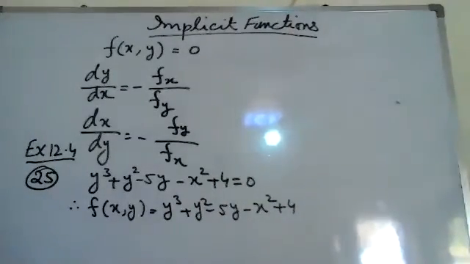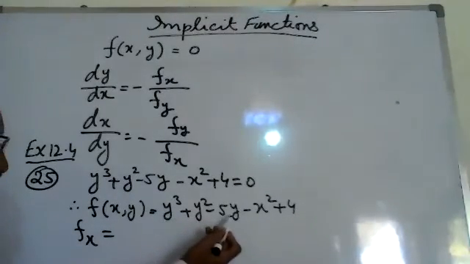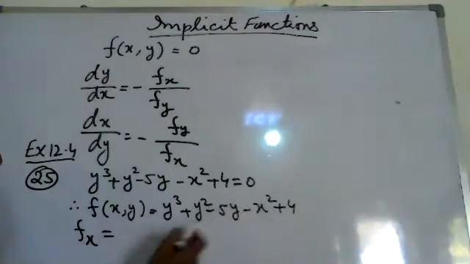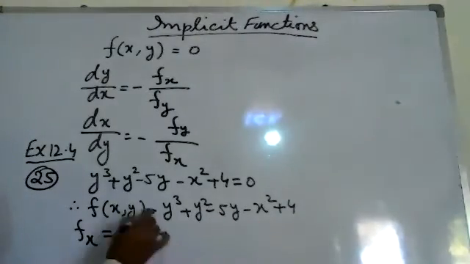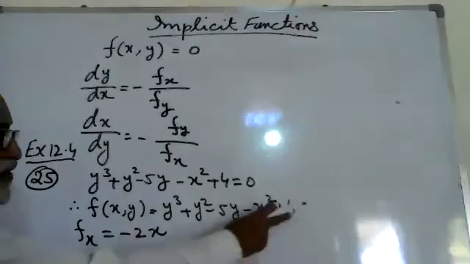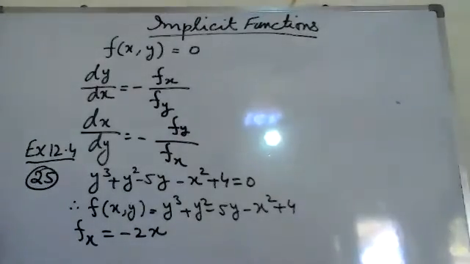Here we have to find dy upon dx. First of all, we will find f of x, then f of y. F of x is the partial derivative with respect to x. There is no x in the first three terms, so 0. Minus x square will give minus 2x, and 4 is 0. This is f of x.